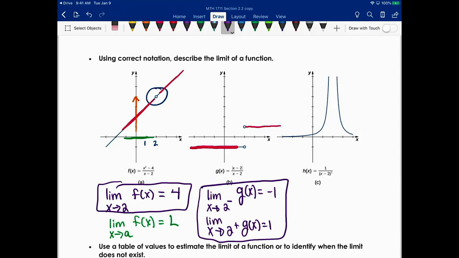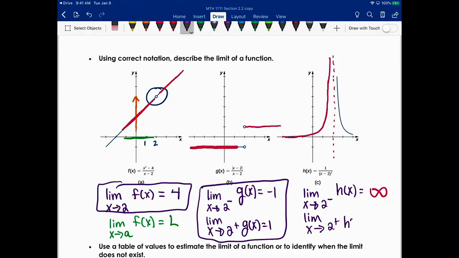Now, looking at this third graph, I would say the limit as x approaches 2 from the left of h of x. If I trace this, coming in from the left, there's a vertical asymptote here. So my y value is increasing without bound. I would say that the limit is infinity because it's increasing without bound. Now, if I say the limit as x approaches 2 from the right of h of x, if I trace it coming from the right, again, this is increasing without bound. The value of the function isn't approaching a specific value.